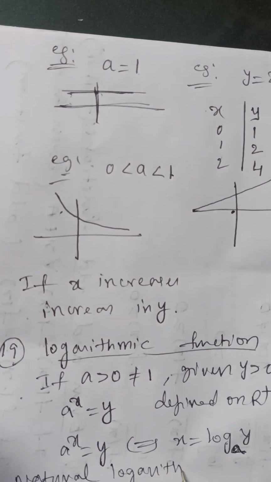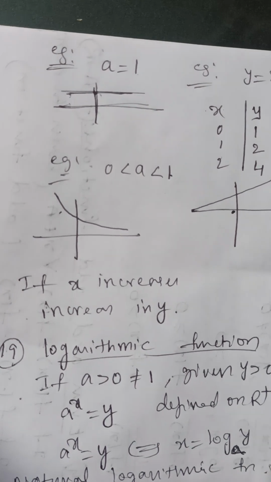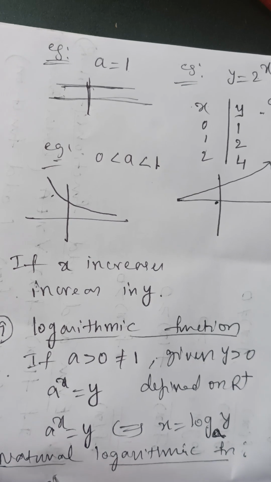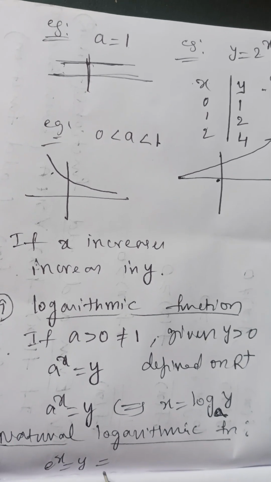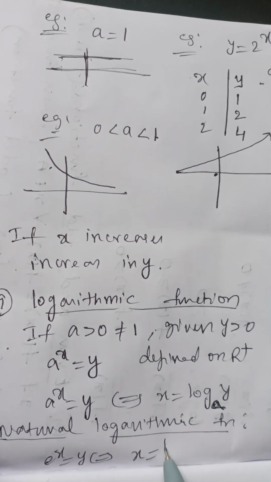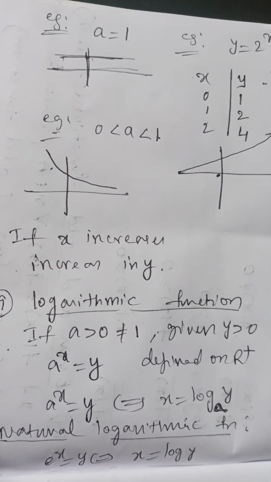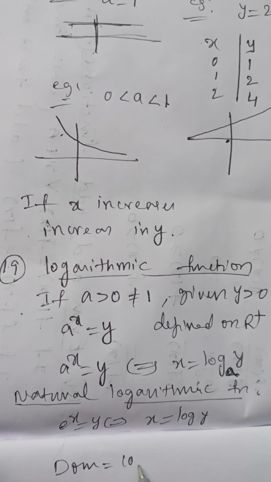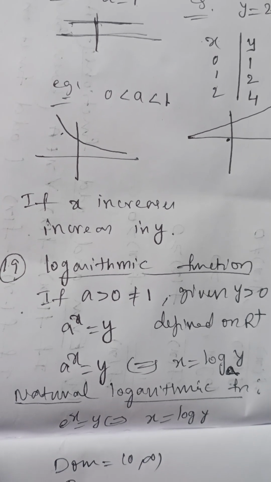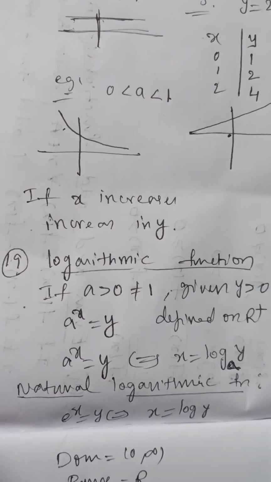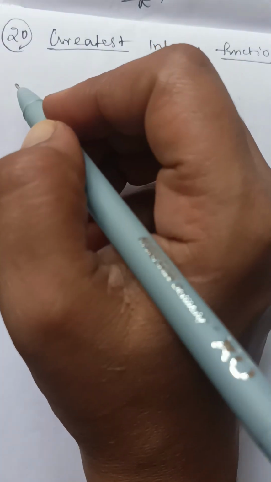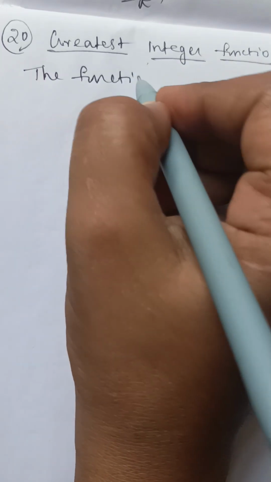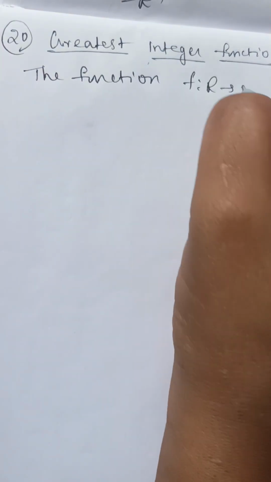If the base is e, then that logarithmic function is called a natural logarithmic function. So in this natural logarithmic function, e power x equal to y, then you can write it as x equal to log y base e. And its domain is 0 to infinity and range is R.